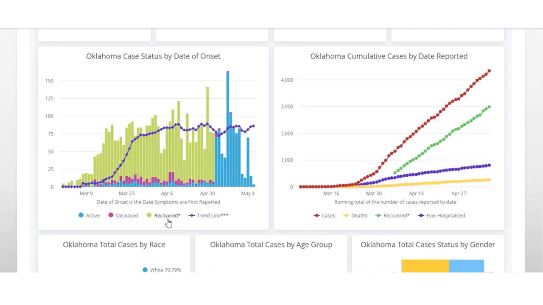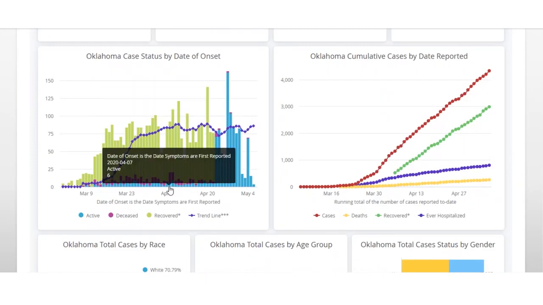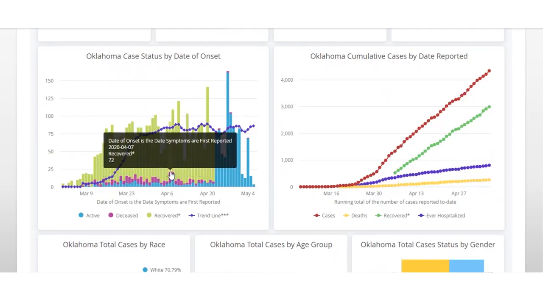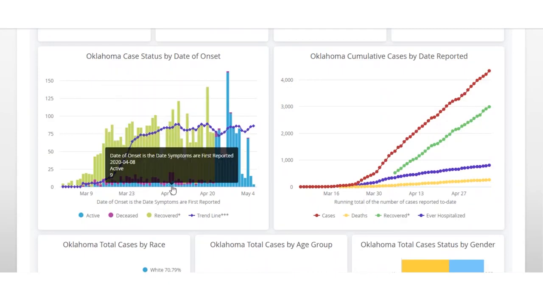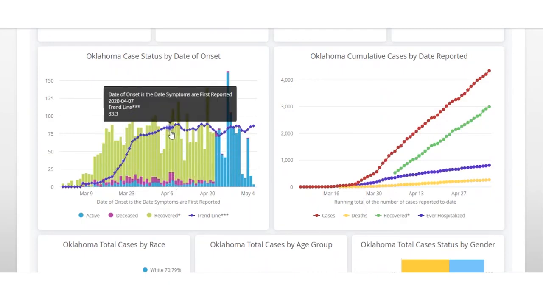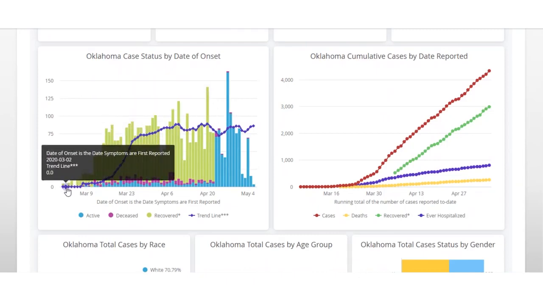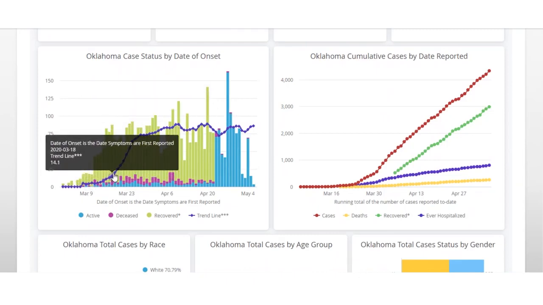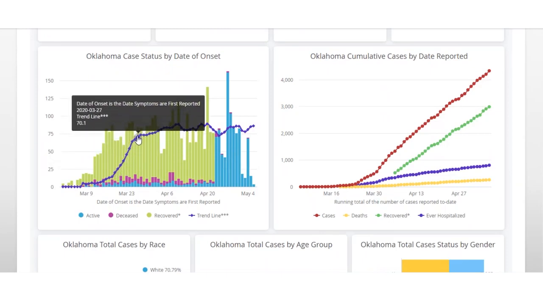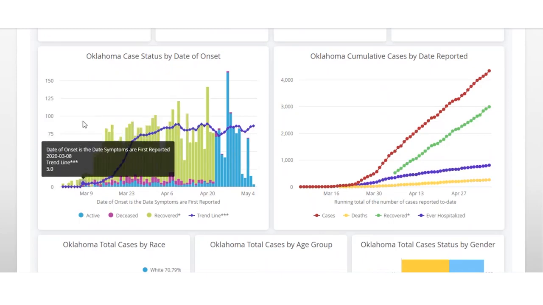You'll notice on this chart, there are hover functions. So for a particular day, you may hover over the blue active portion, the purple deceased portion, or the green recovered portion to indicate how many individuals had date of onset and their status as of a given day. Also on this graph, you will notice there is a blue trend line. The trend line indicates a 7-day rolling average and is also programmed to have a 7-day lag to account for the dates by which new cases have been reported.